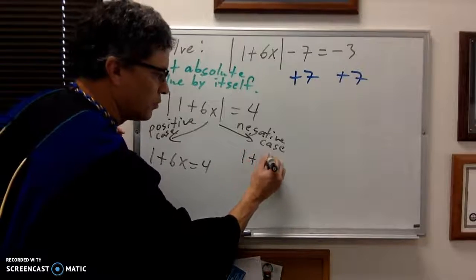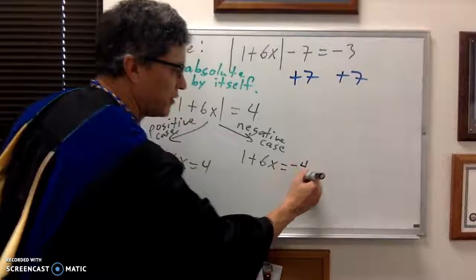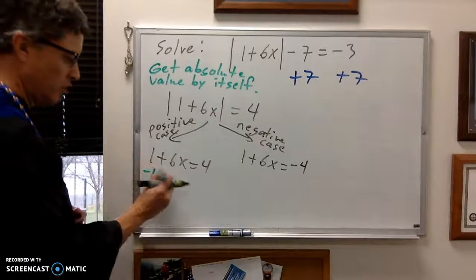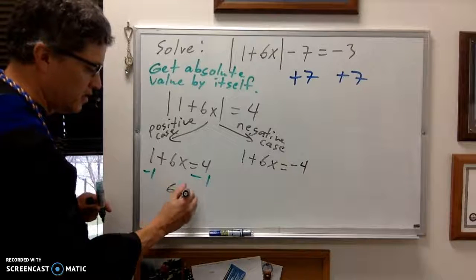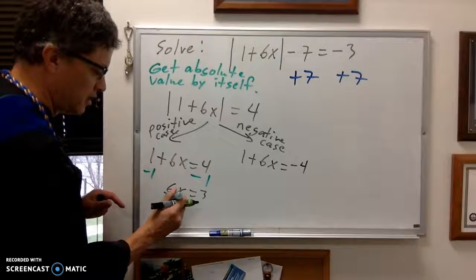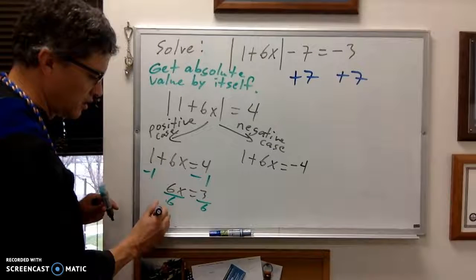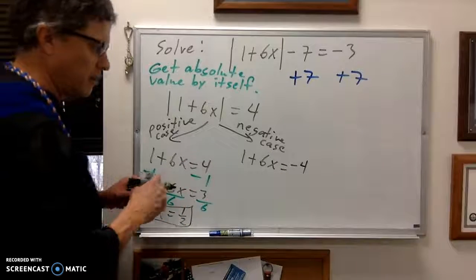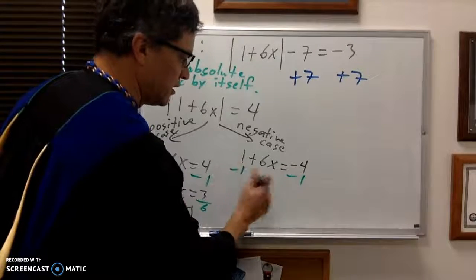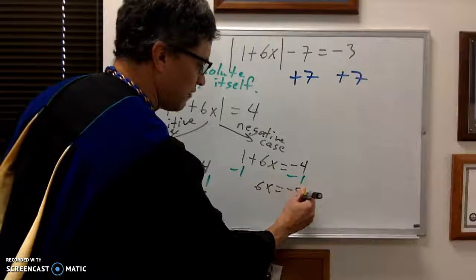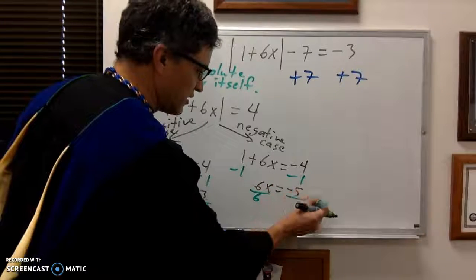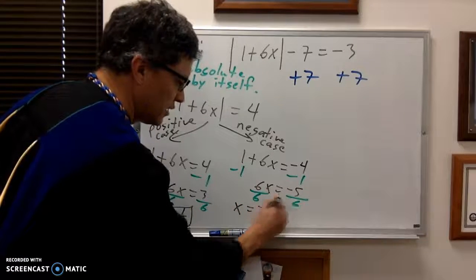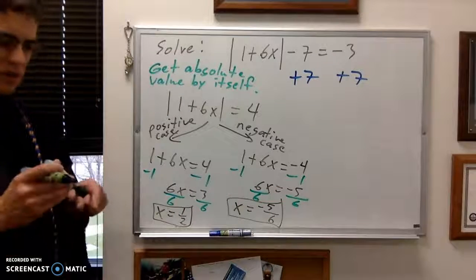So 1 plus 6x equals negative 4. That's what we're solving. So we'll subtract a 1 from both sides here. 6x equals 3. We'll divide by 6. So x is 3/6 or 1/2. That's one answer. And over here, subtract a 1 from both sides. 6x equals negative 5. Divide both sides by 6. x equals negative 5/6. That is your other answer.